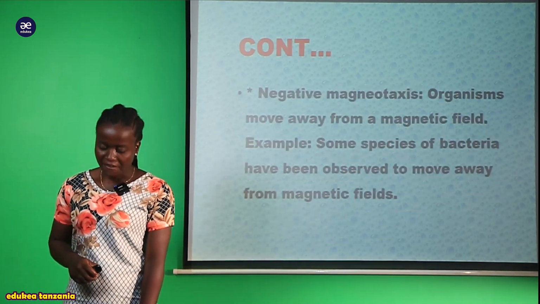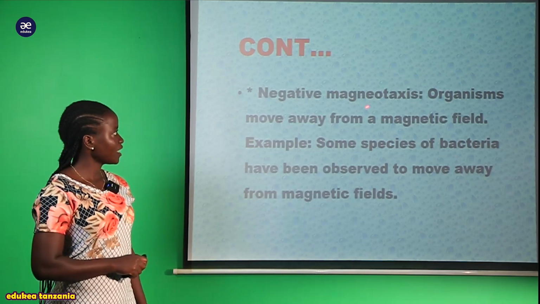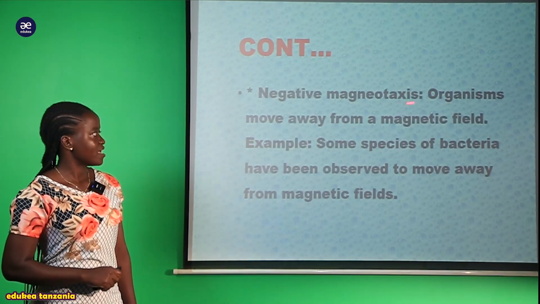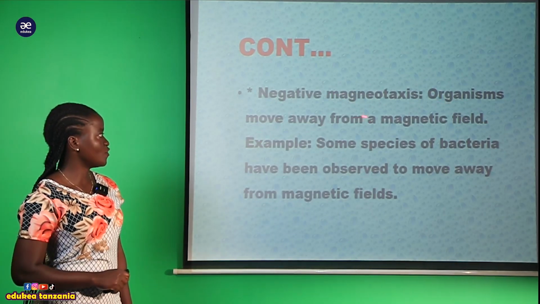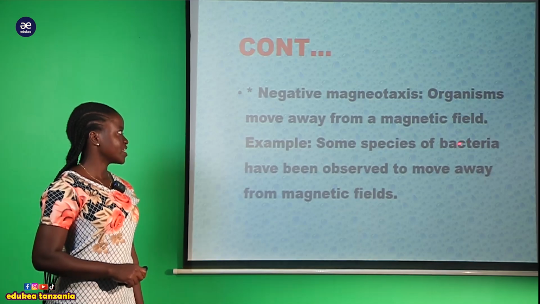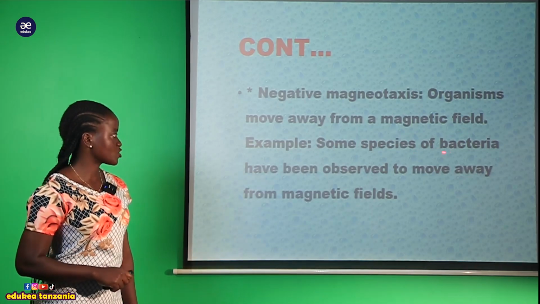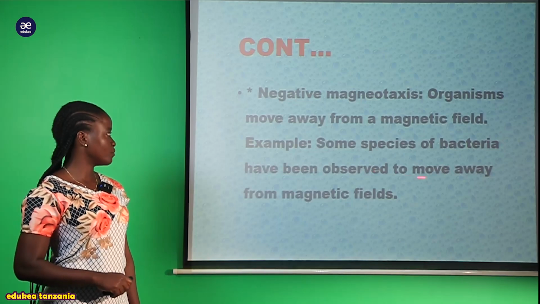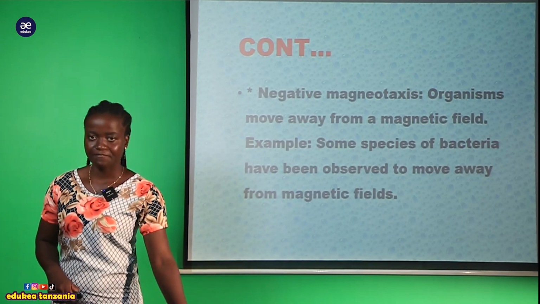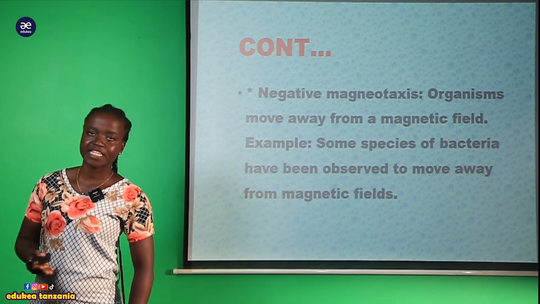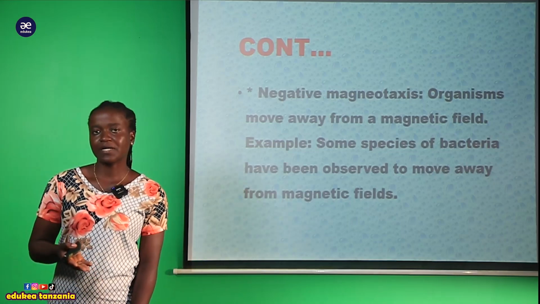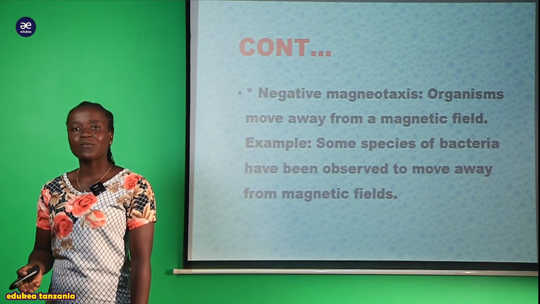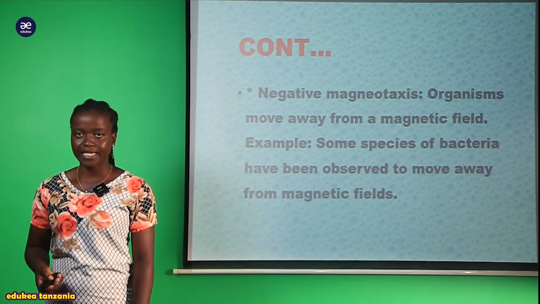But also we have negative magnetotaxis, whereby organisms move away from the magnetic field. A good example, some species of bacteria can be observed to move away from the magnetic field since they lack magnetic crystals. So they move away from the source of the magnetic field.